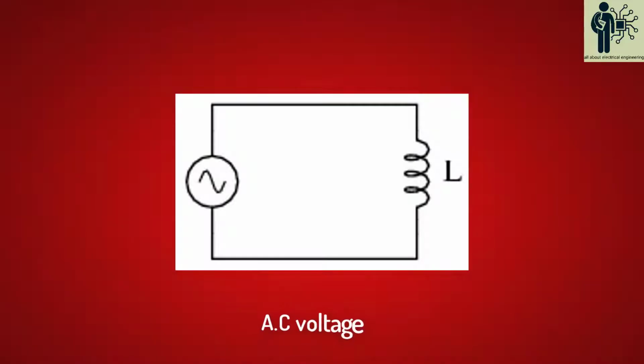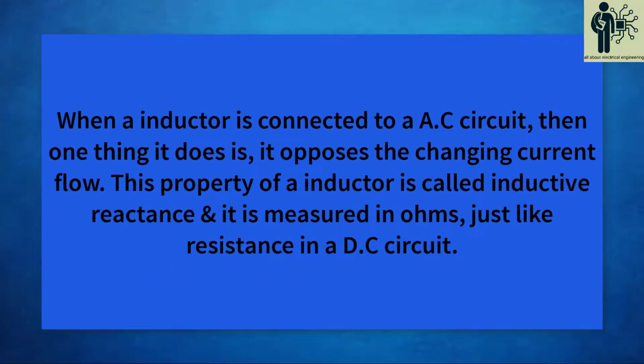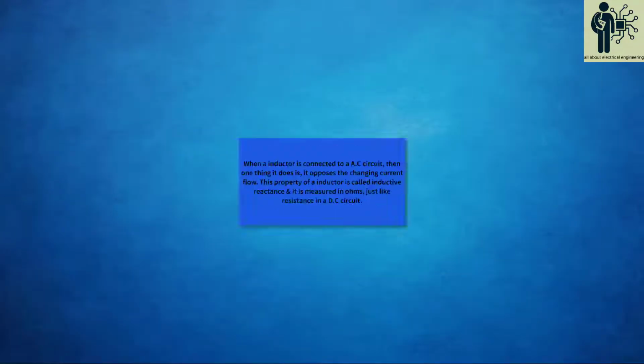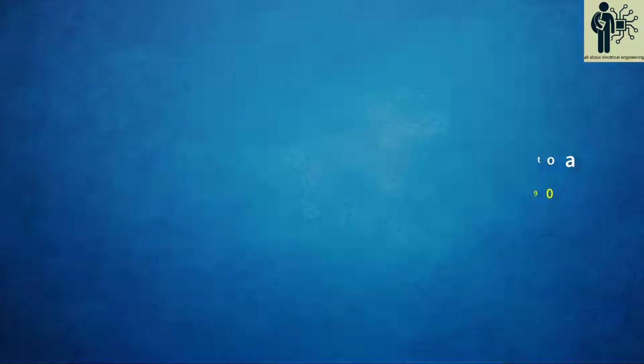Now, an inductor behaves differently in AC and DC voltages. When an inductor is connected to an AC circuit, one thing it does is oppose the changing current flow. This property of an inductor is called inductive reactance and it is measured in ohms, just like resistance in a DC circuit. Please note that if an inductor is connected to an AC circuit, then current lags voltage by 90 degrees, about which I will discuss in detail in a later video.